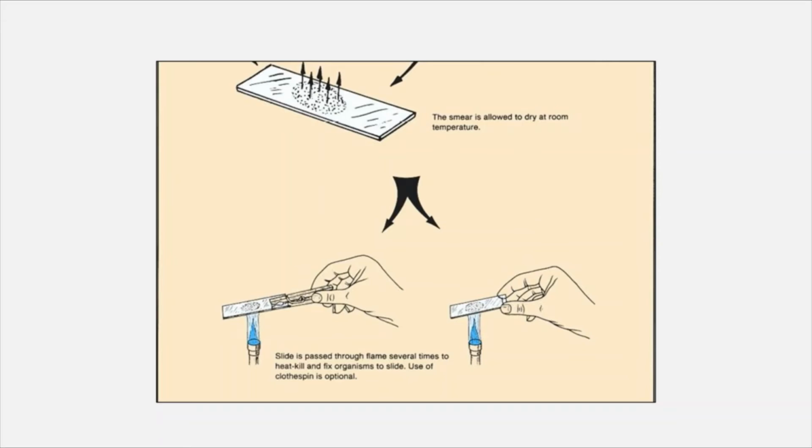Why is this important? Well, it's important because you're about to apply a stain or a dye. And when you go through the process of applying that stain, you want to make sure that the liquid does not cause the cells to wash off the surface of the slide. Hence, heat fixation, as it is called, is necessary to finalize your smear before you begin staining.